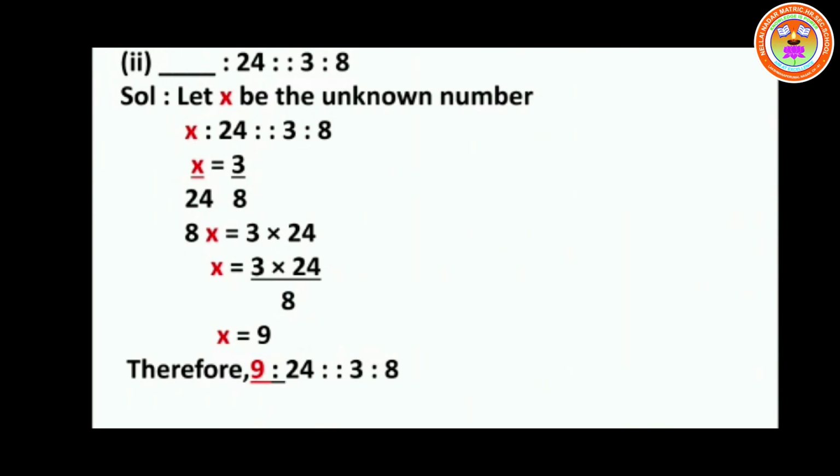Next one, subdivision 2. Dash is to 24 as 3 is to 8. Solution, let x be the unknown number. So x is to 24 as 3 is to 8, you take. Now take x divided by 24 equal to 3 by 8. Now do the cross multiplication, the cross product rule. x is multiplied by 8. So 8x is equal to 3 into 24. x is equal to 3 into 24 by 8. So x is equal to 9. So therefore 9 is to 24 as 3 is to 8.